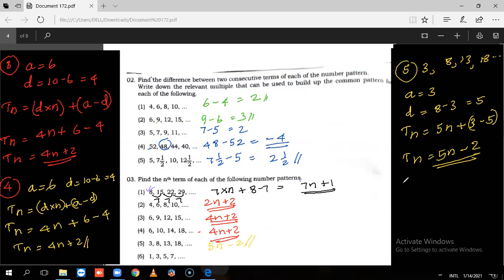Next one, sixth one. Here 1, 3, 5, 7. So write the first term A equals 1. Common difference D equals 3 minus 1, that is 2. So you can write general term common difference 2 into n plus first term 1 minus common difference 2. Then you can write 2n minus 1.